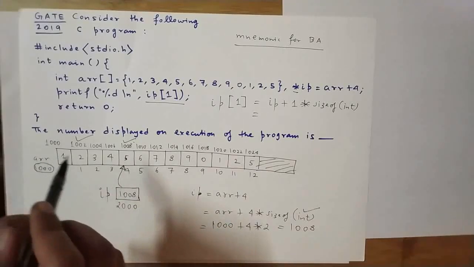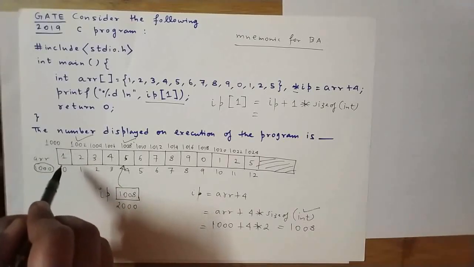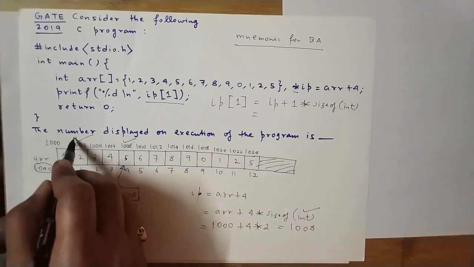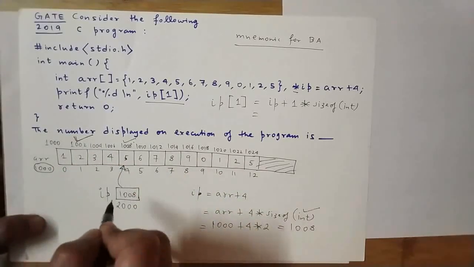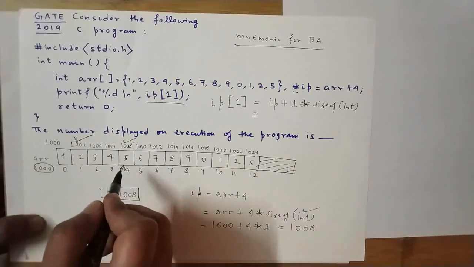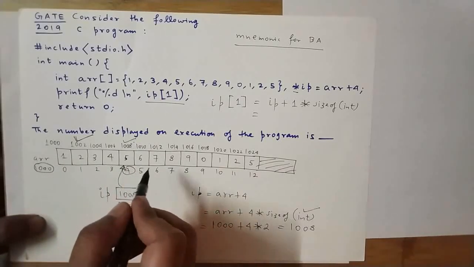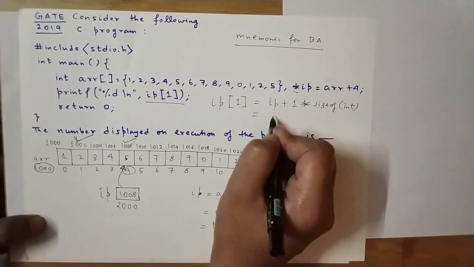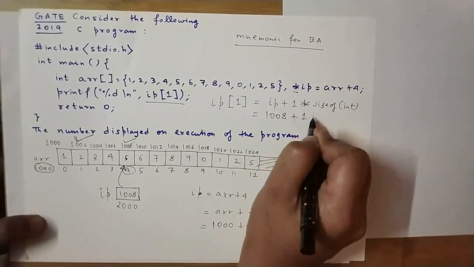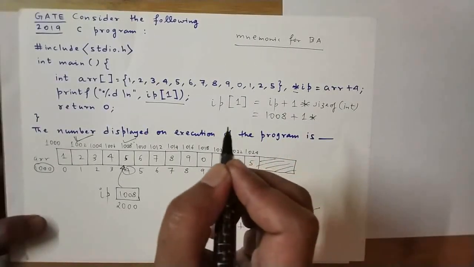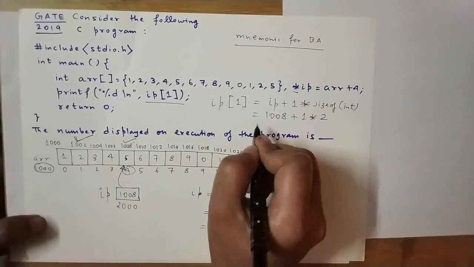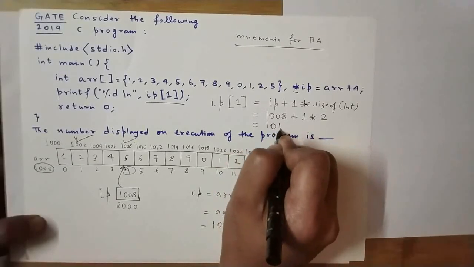Had IP been pointing to the first variable, then it would have had a value of 1000 and we could have had this value at 1002. But IP is not pointing to the first element. IP is pointing to the element at index 4. As a result, the value of IP will be substituted here. The value of IP is 1008 plus 1 into sizeof int. What is the value of sizeof int? I have assumed it to be 2. So 1 into 2 will give me 2. Adding it with 1008 will give me 1010.